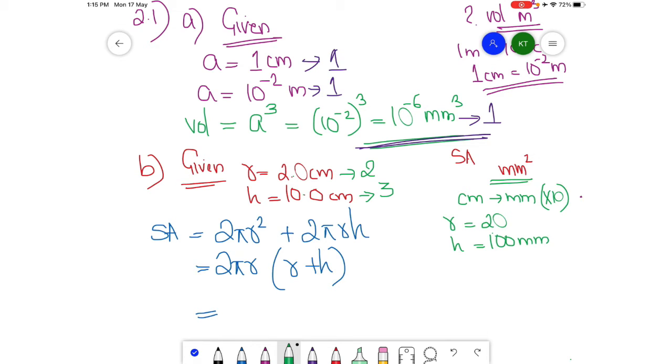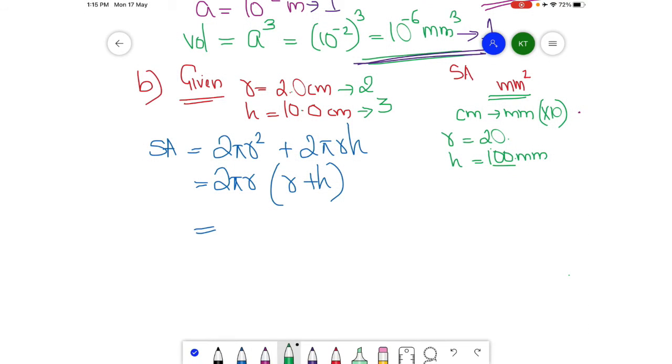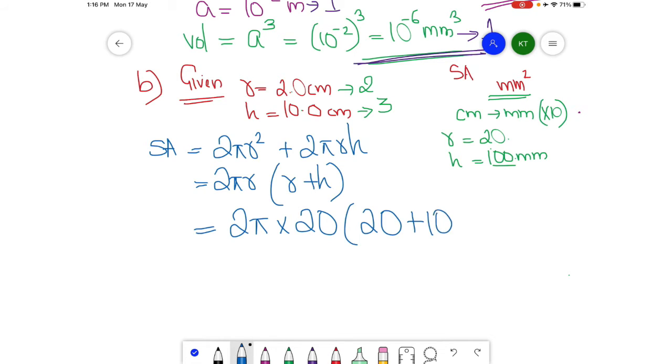But even if we convert, we should get as many significant figures as before, right? So here just put a decimal point there. Then our significant figures will be correct. So here it is two significant figures. Here it is 3 significant figures. Substitute the values here. We get 2 pi into r, r is 20 mm, plus height is 100 mm.